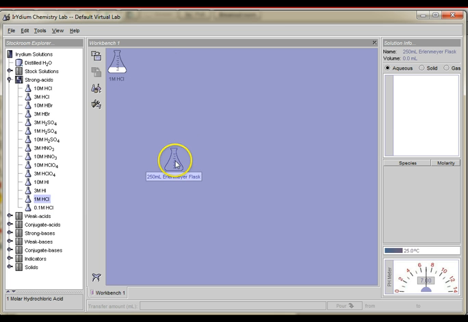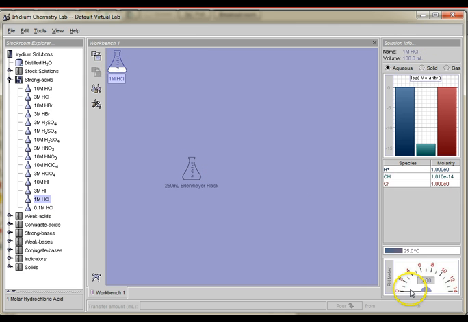We take this flask, and you can check the pH. If you click on this particular flask, you can see the concentration of H plus. It is 1 into 10 to the power 0, which means it is a 1 molar solution. Hydroxide ion concentration is very little, 1 into 10 to the power minus 14. If you multiply that, what do you get? You get the ionic product of water, 1 into 10 to the power minus 14.